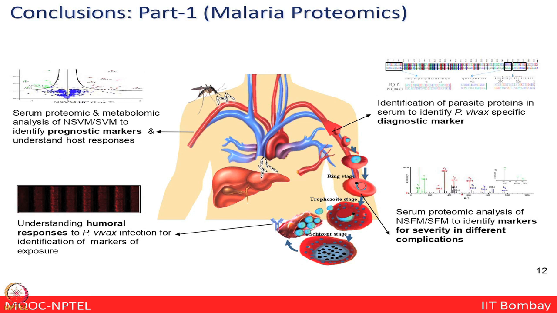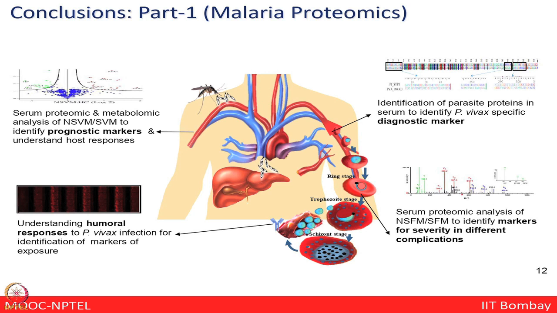So, in general, the conclusion for the first part of malaria proteomics is that we are looking at various approaches of serum proteomics and metabolomic analysis to look for prognostic biomarkers and understand the host responses. We are also looking at various types of parasite proteins in the serum as potential biomarkers for diagnosis. We have also investigated the non-severe to severe comparison to look at the severity of different complications in both falciparum and vivax, and actually no information was available for vivax. And we have also done a much more in-depth investigation of the different types of severe falciparum complications.